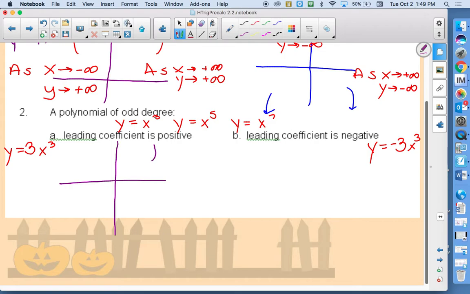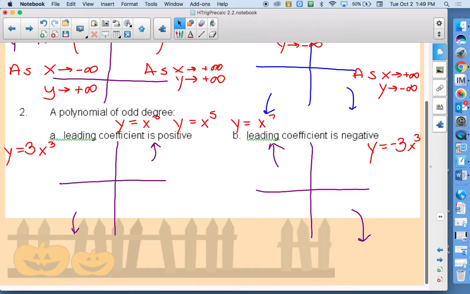So positive means the graph should be increasing from left to right. So it starts at the bottom, it moves to the top. But a negative cube graph starts at the top, then moves to the bottom. So my goal is for you to be able to recognize a power and the number in front of that power and know what happens with the end behavior without relying on a calculator, just by looking at those two things. And that would go for any graph.